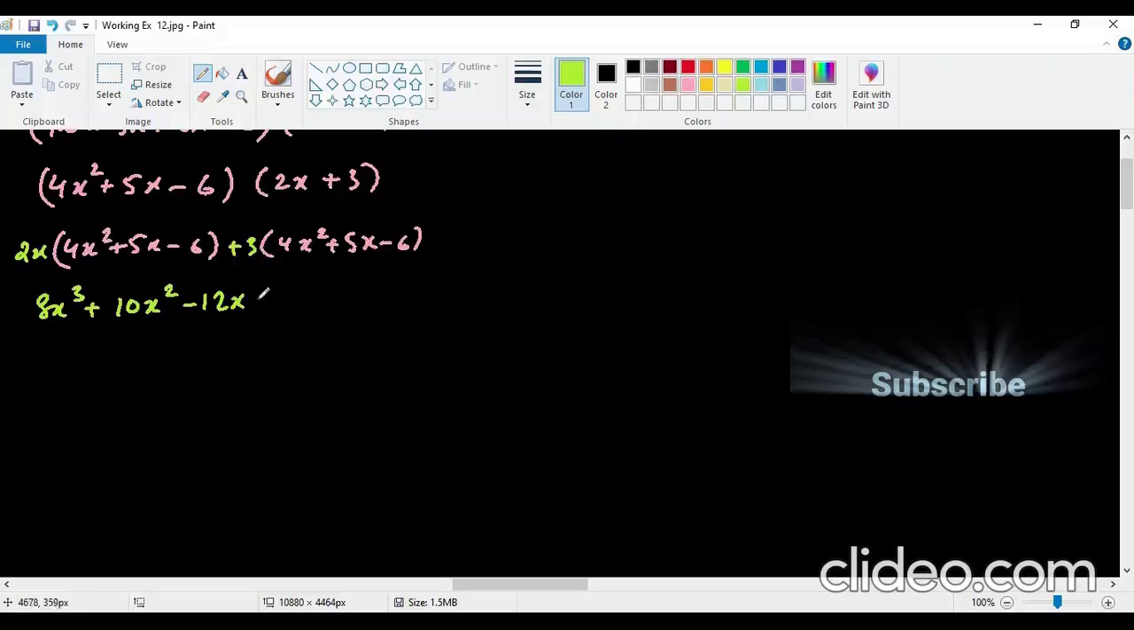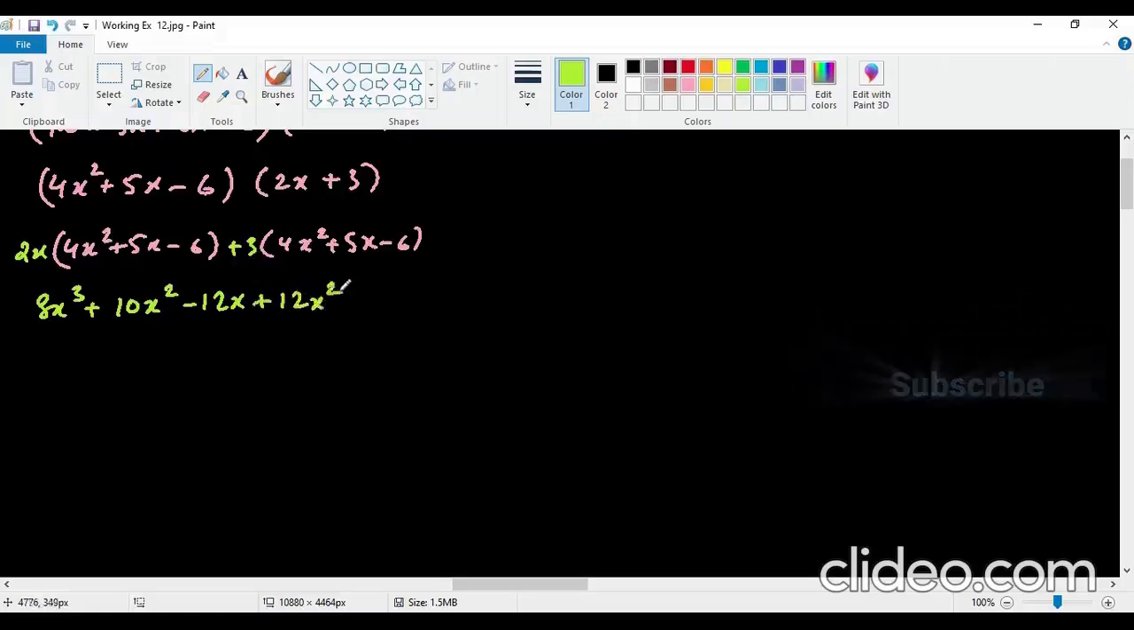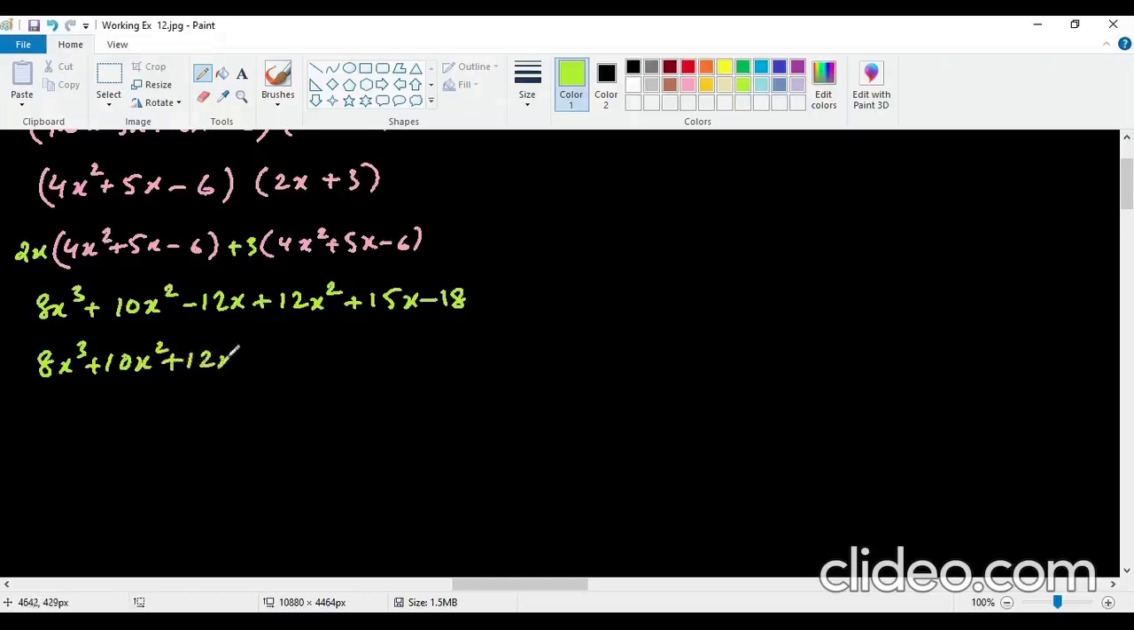The second one is going to give me 3 times 4 is 12x², and 3 times 5 is 15x, and plus minus is a minus, 3 times 6 is an 18. For further simplification, I am bringing the like terms together: the 10x² and 12x² together, and −12x and +15x together. The first part gives me 8x³, this gives me 22x², plus 3x minus 18, and this is going to be your final answer.